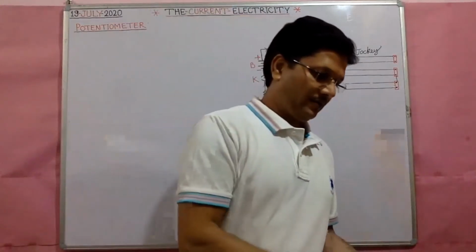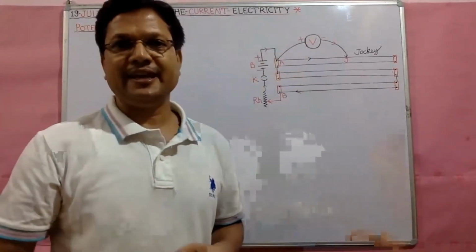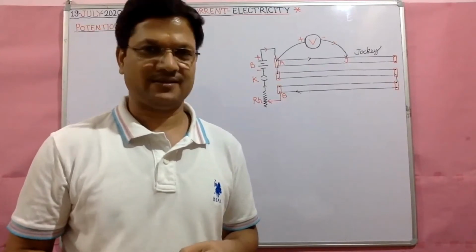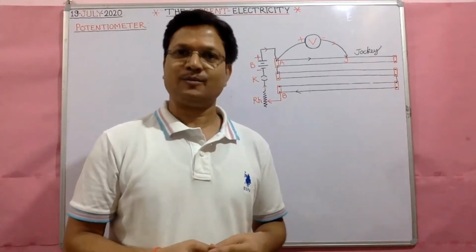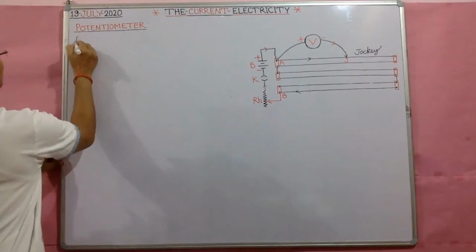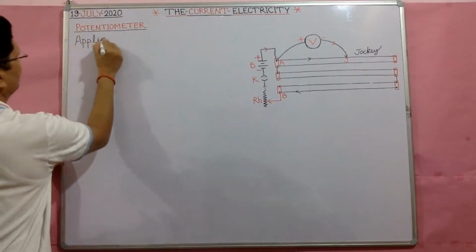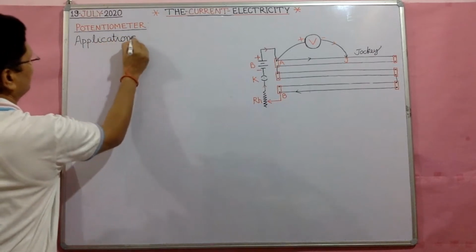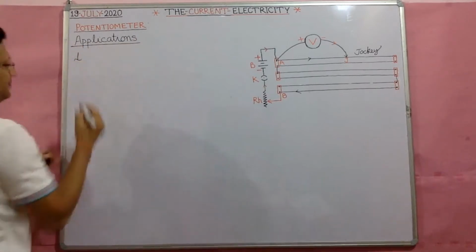Now we will study the comparison of EMFs of two primary cells with the help of a potentiometer. This is our first experiment based on the potentiometer. First application. So this is the first application.